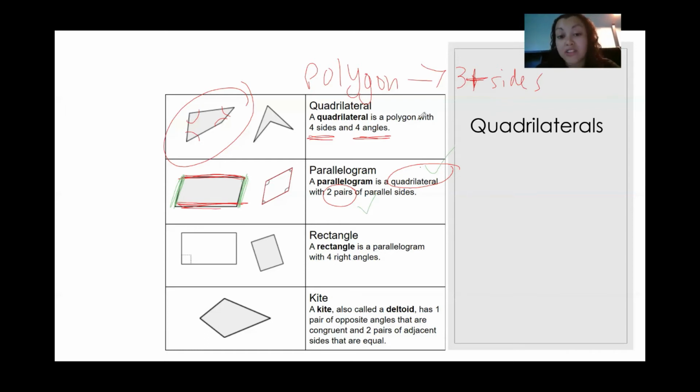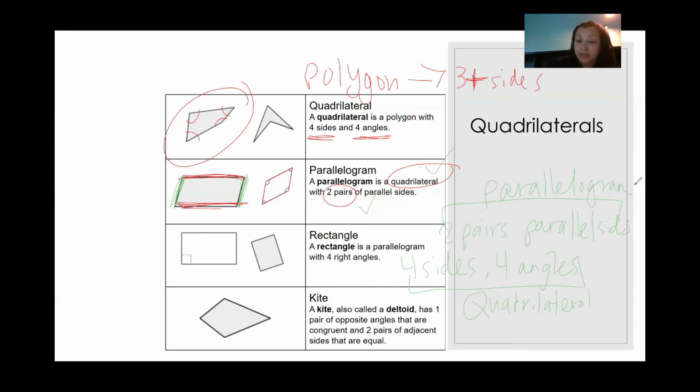Quadrilaterals don't have to have parallel sides. A rectangle is a parallelogram with four right angles. Again, remember, because a rectangle has four sides and four angles, it's a quadrilateral, but it also has two pairs of parallel sides, so it's also a parallelogram. But it's even more specific because it has four right angles. Regular parallelograms don't have to have right angles. So an even more specific parallelogram is a rectangle because it has four right angles.